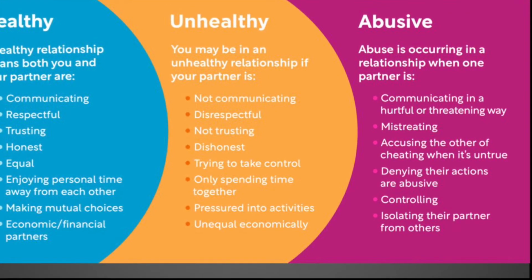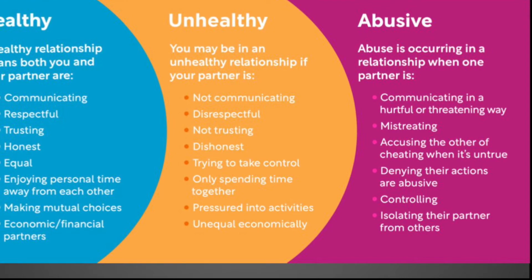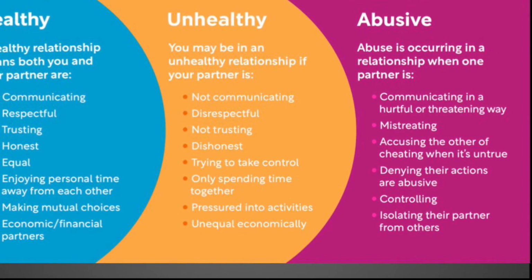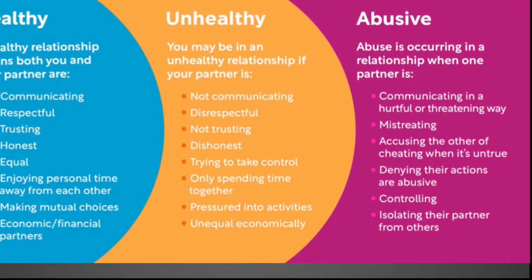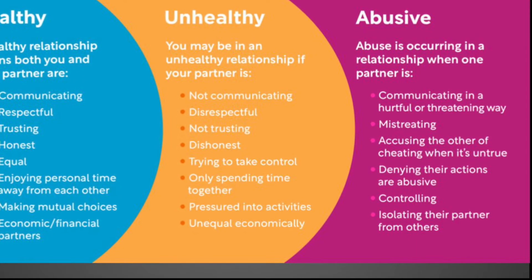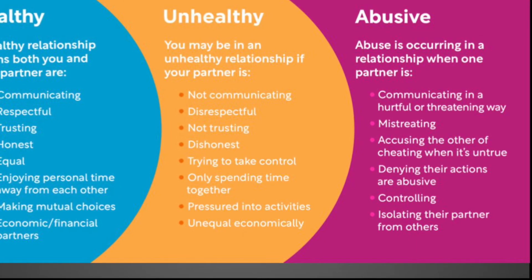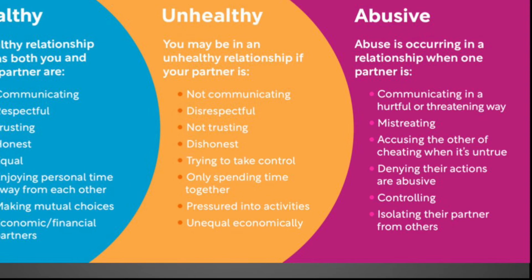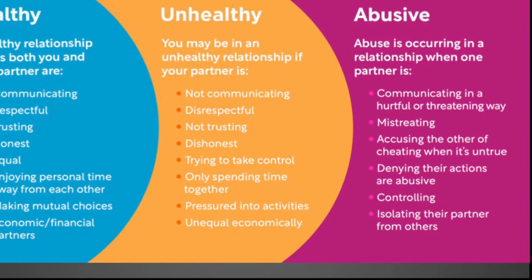An abusive partner will be communicating in a hurtful or threatening way. They will mistreat you. They will accuse you of cheating when it's untrue. They will deny their actions are abusive. They will try to control you, and they will isolate you from others.